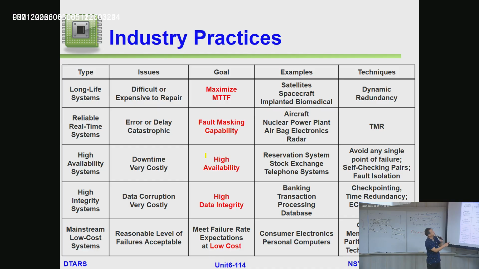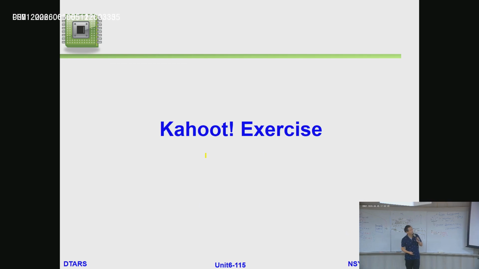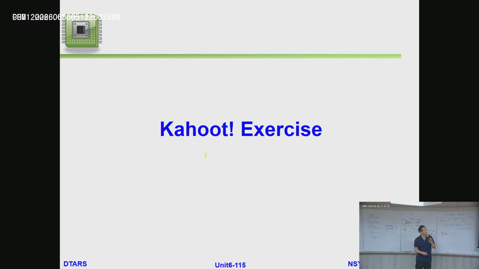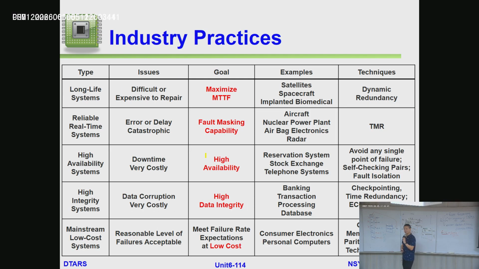This is the industry practice. In industry, we usually use this thinking to determine the appropriate fault tolerance methods. Okay, so this is just a summary for you. So this is the end of this unit.